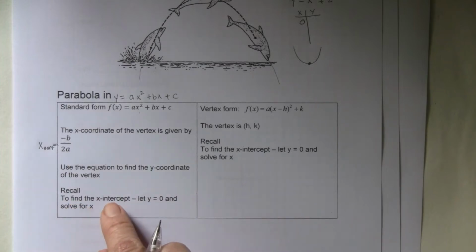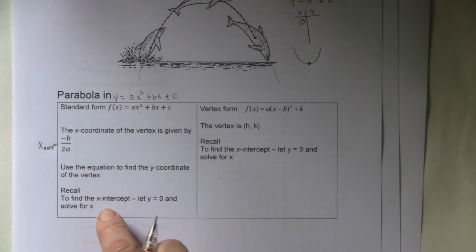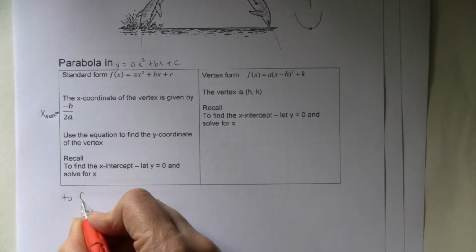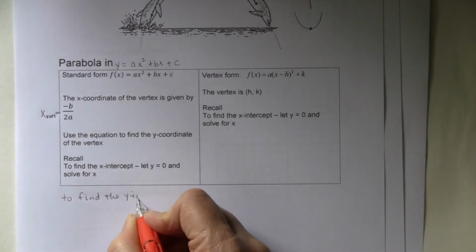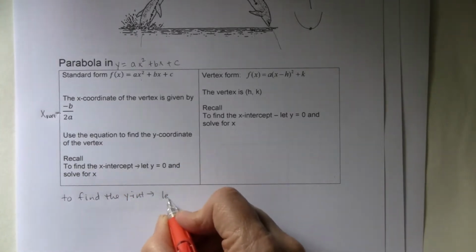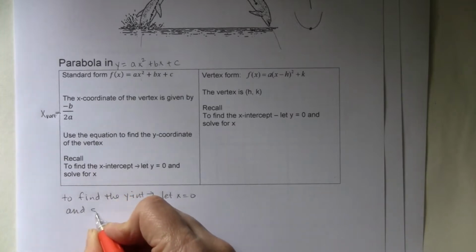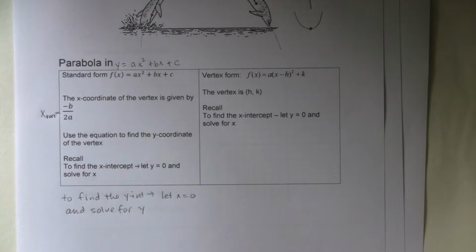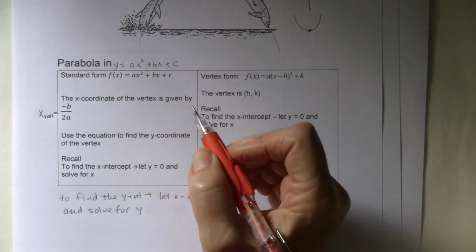Now, how you find the x-intercept is you let y equals 0 and solve for x. We did that in chapter 3. And to find, I'm going to add that here too, to find the y-intercept, do you guys remember what you do? I'm going to put an arrow here. You let x equals 0 and solve for y. And this is the standard form of a parabola.